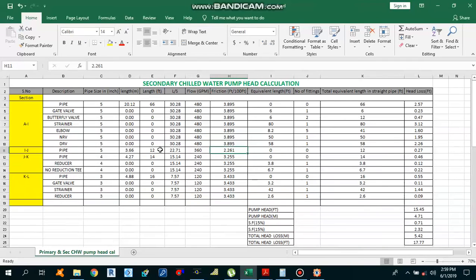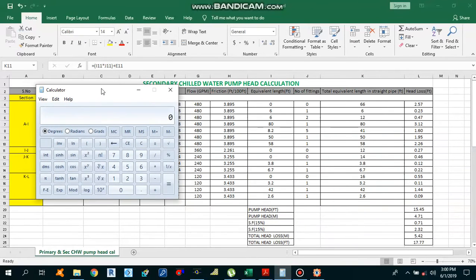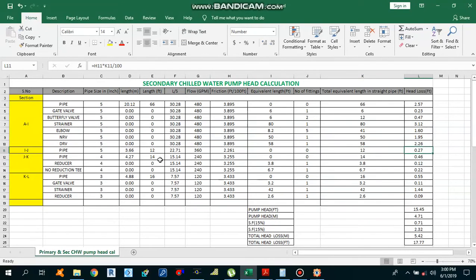We already calculated the linear length, that is 12 feet. So total equivalent length in the straight pipe will be 12 feet, that is over here. And head loss will be, you need to multiply this total equivalent length in a straight pipe with the friction rate divided by 100, that is 2.261 multiplied by 12 divided by 100, that is 0.27 feet.